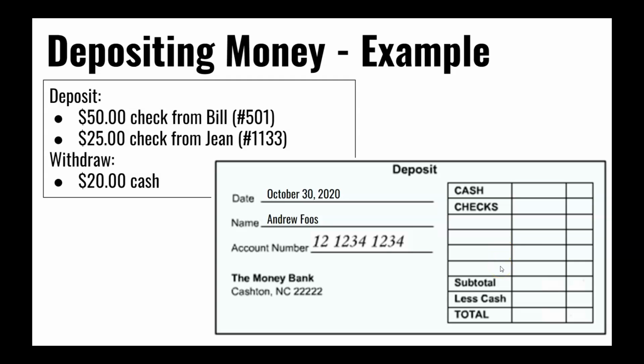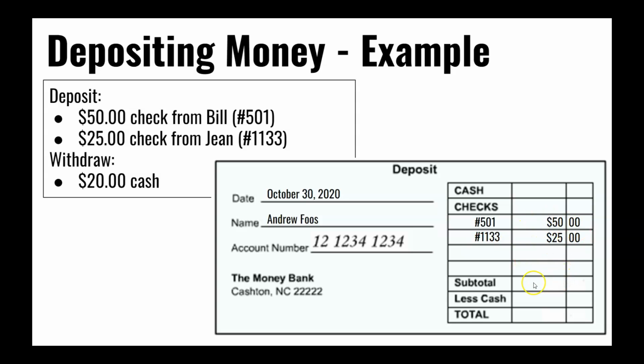In this case, I have two checks, a $50 check from Bill and a $25 check from Jean. So I'll put the check number from Bill, check 501 here, and the amount for that check, $50.00. This helps the teller match up the checks I'm giving them with what I'm telling them they're actually receiving, so they can confirm that these numbers are all correct. Then I got Jean's check, 1133, for $25.00.